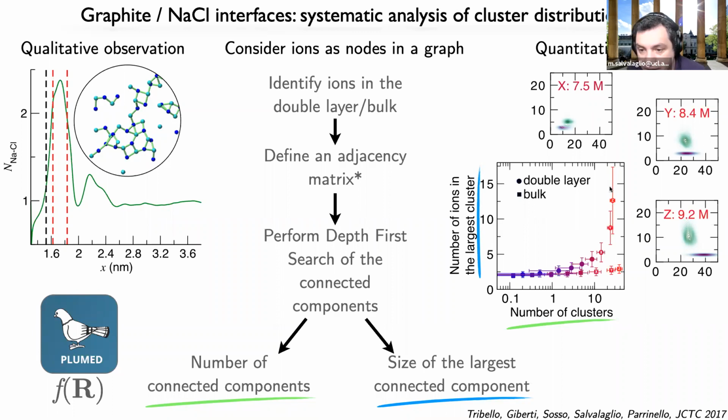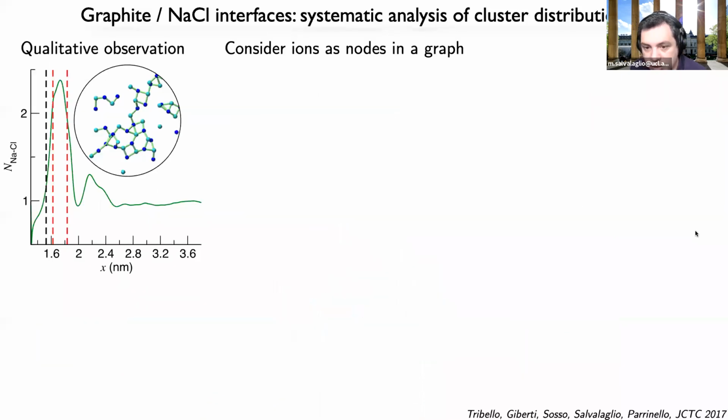There is another point that I want to make: in this summary plot, we only show the standard deviation in the two variables and the average, but one can actually obtain the entire distribution for these quantities. That is shown for three particular cases, X, Y, and Z, so at these three concentrations here. And in particular, this one shows how the two distributions in the bulk, which is the blue one, and in the double layer, which is the green one, are very different.